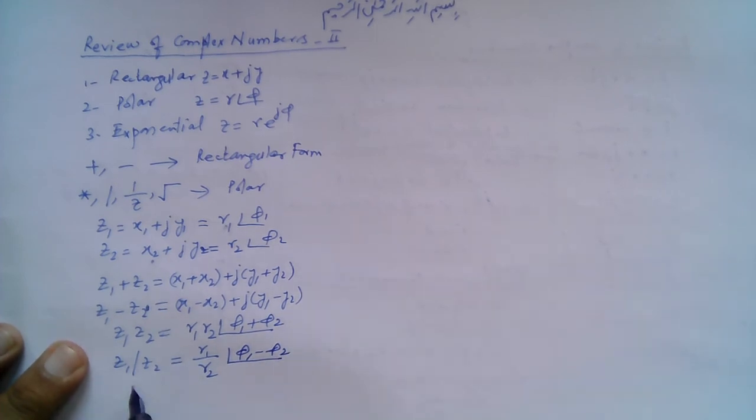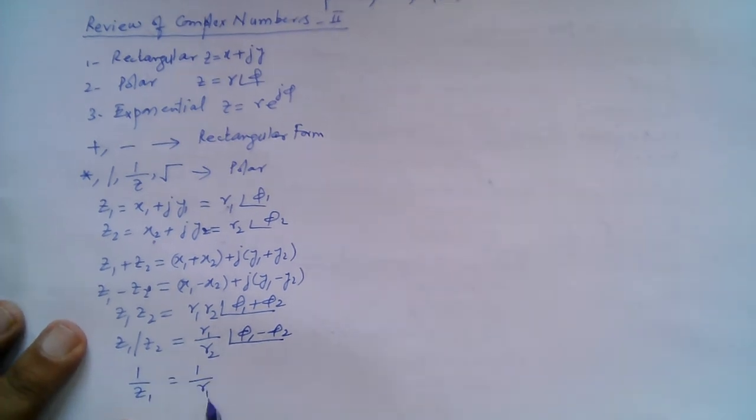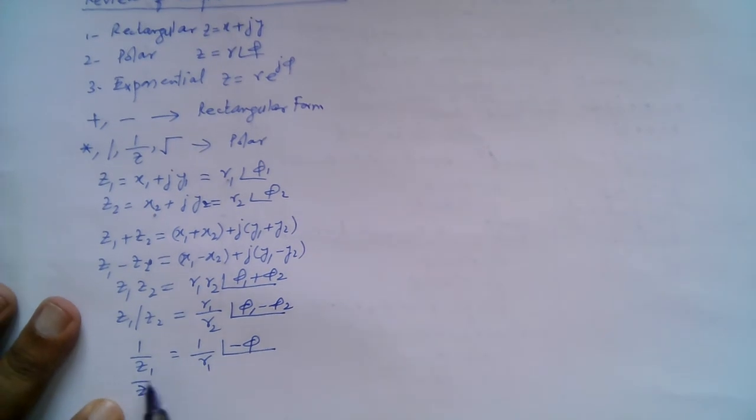Similarly, if we want to take the reciprocal of, for example, z1, 1 over z1, right? That will be equal to 1 over r1, right? And the sign of the angle will be changed. If it's positive, it will become negative. If it's negative, it will become positive, right? And the square root operation, right? The square root, for example, of z1 is given by the square root of r1, and the angle will be phi divided by 2. So this is the square root operation.